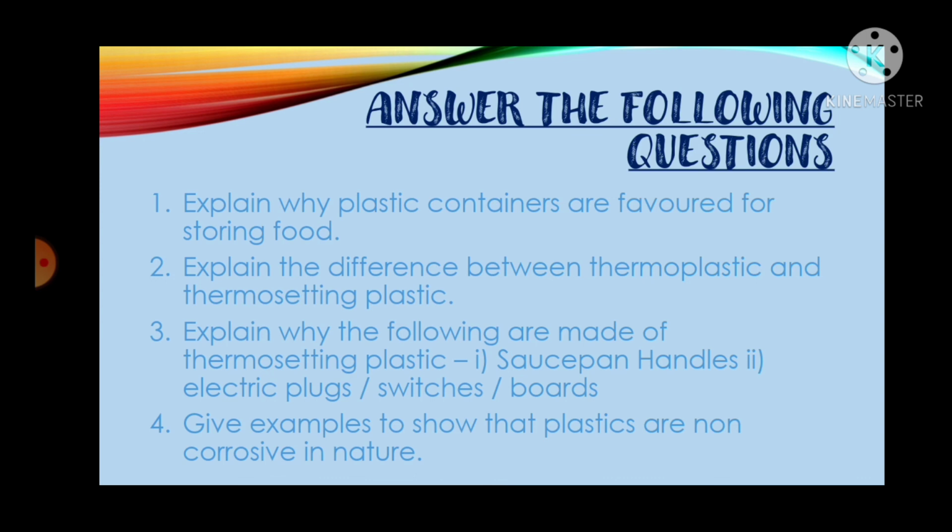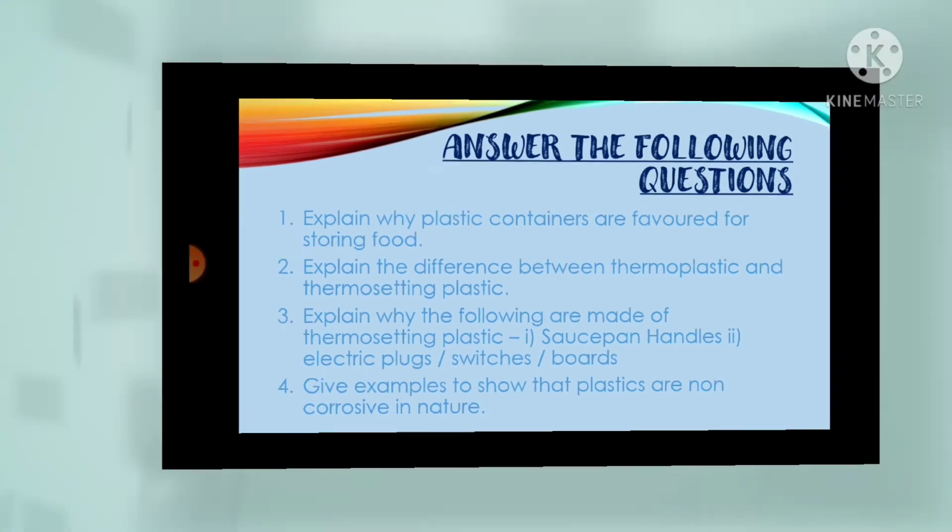Now question 4 has been given, that give examples to show that plastics are non-corrosive in nature. Plastics are non-corrosive in nature as they are non-reactive materials. They do not react with air, water, minerals and other chemicals. Due to its non-corrosive nature, most of the containers, utensils and laboratory equipments are made with plastics. Plastic is also used to store food and different chemicals.